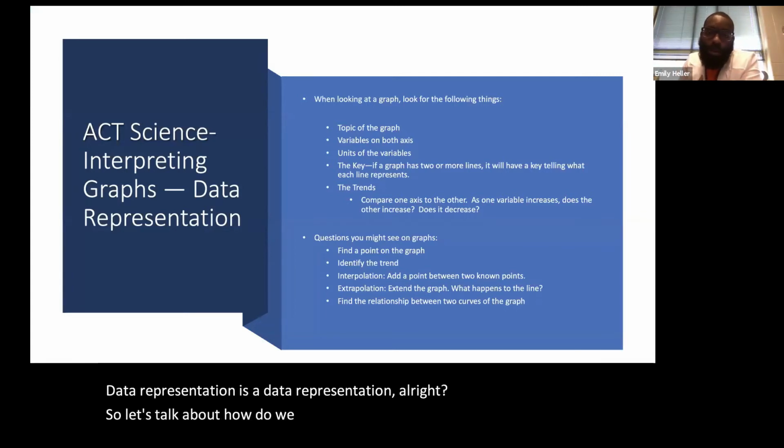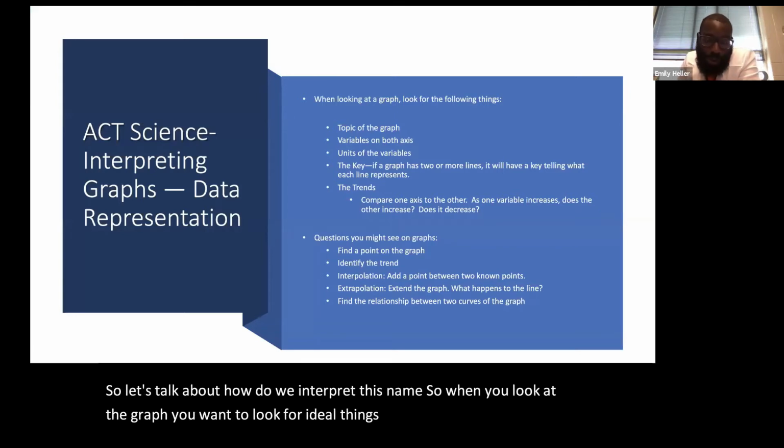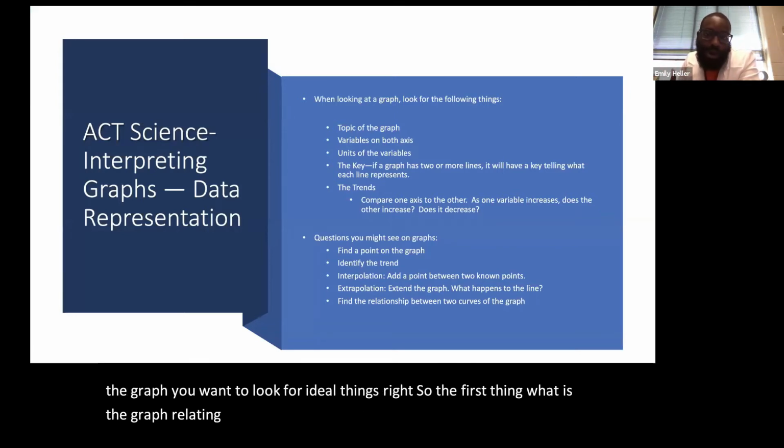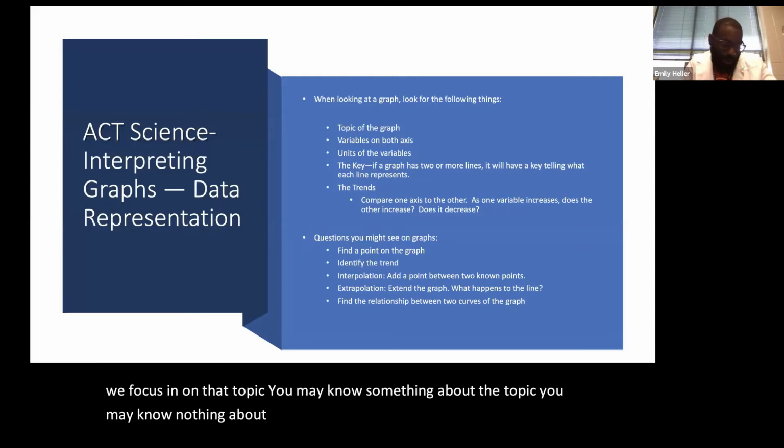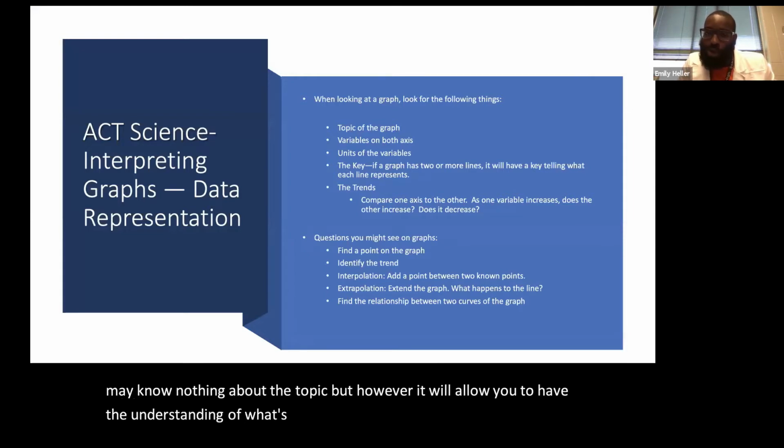So when you look at a graph, you want to look for ideal things, right? The first thing: what is the graph relating to? What is the topic of the graph? What are we focusing on? You may know something about the topic, or you may know nothing about it, but it will give you an understanding of what's going on. It will give you a general synopsis.